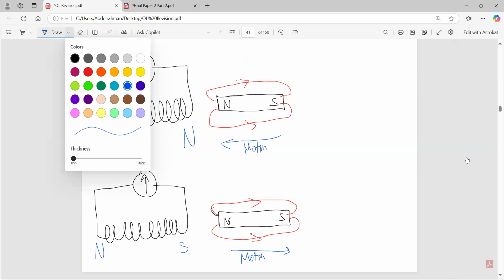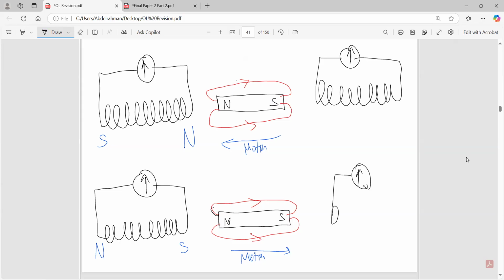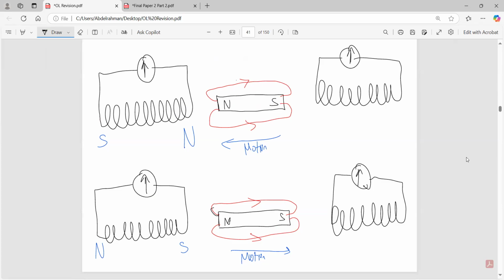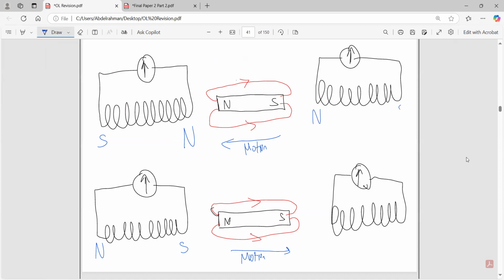If I draw two other coils on this side, with an ammeter attached to a coil, and another ammeter attached to another coil, if you think about it, this south pole is moving in which direction? It's moving towards the left. I'm talking about the right hand. So if it's moving towards the left, then this pole would be a north pole and this pole would be a south pole. Why? Because it wants to oppose the motion.